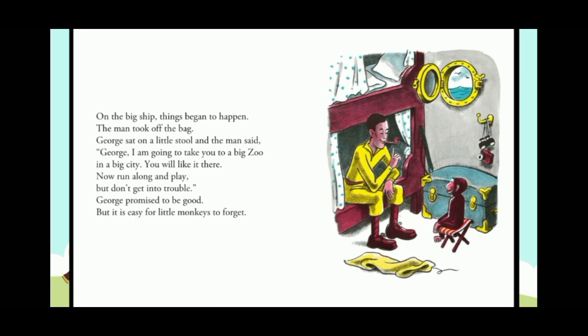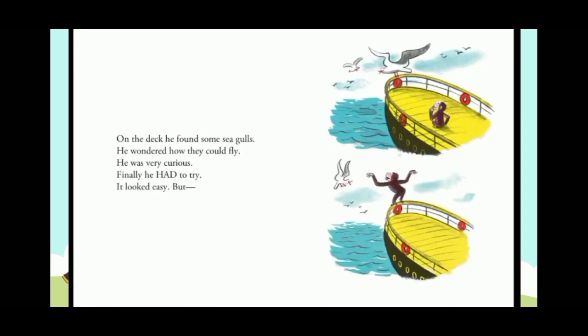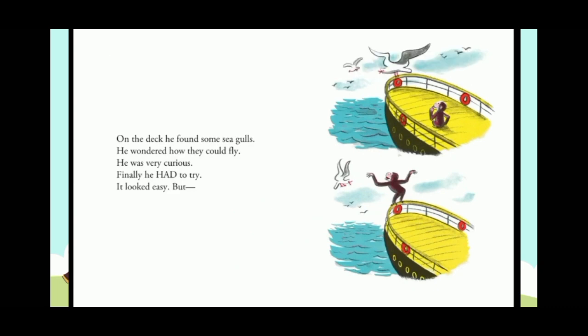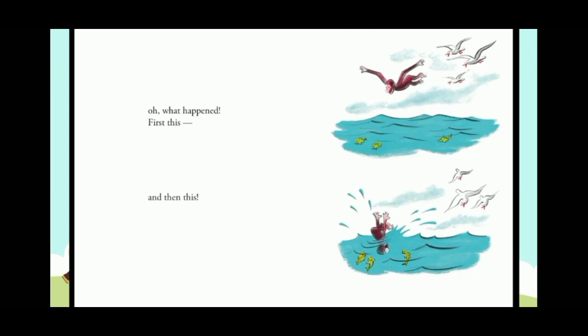George promised to be good, but it is easy for a little monkey to forget. On the deck, he found some seagulls. He wondered how they could fly. He was very curious. Finally, he had to try. It looked easy, but oh, what happened? First this, and then this. Bloop.